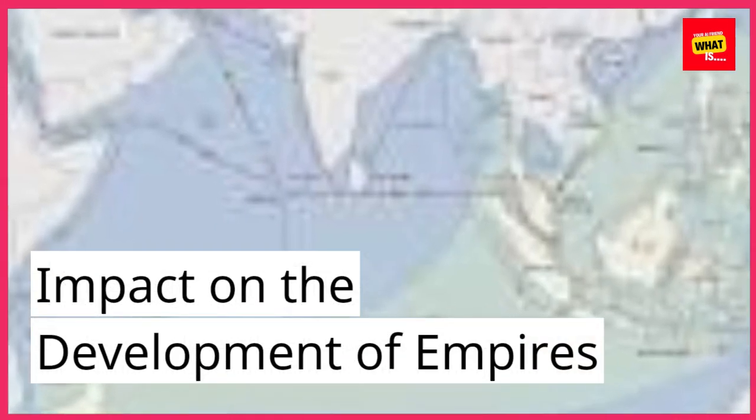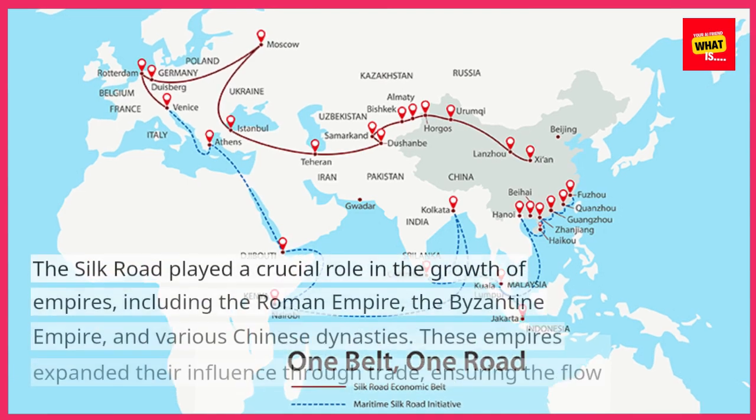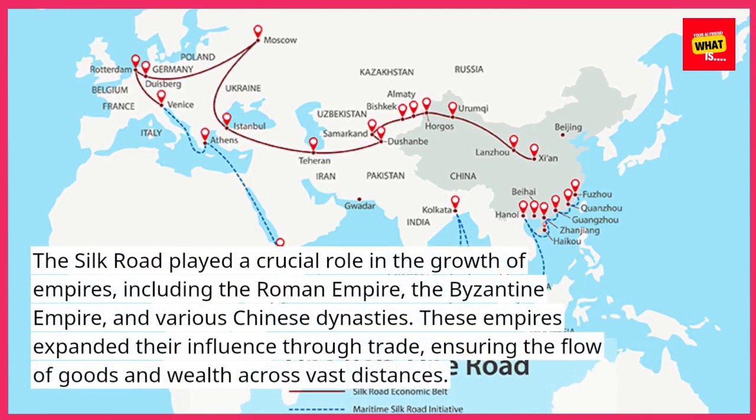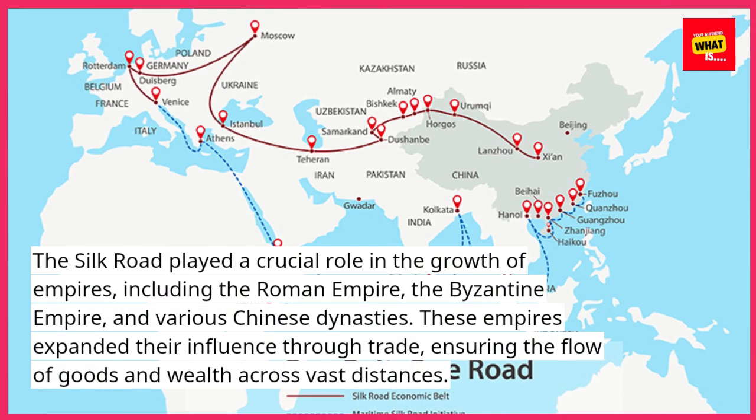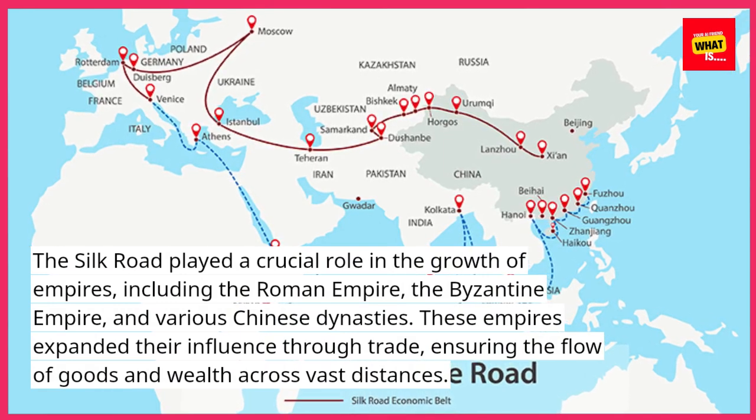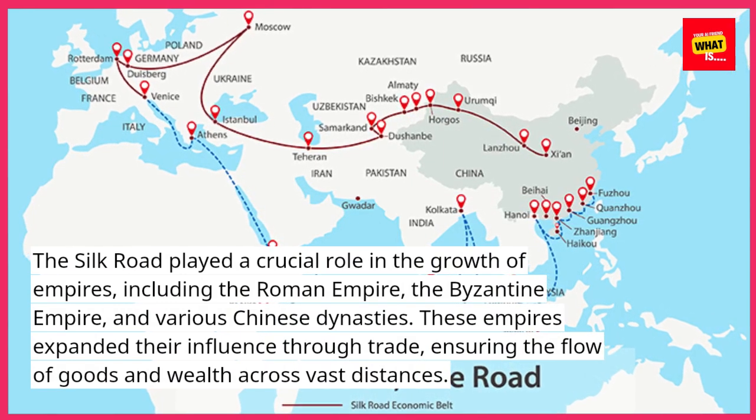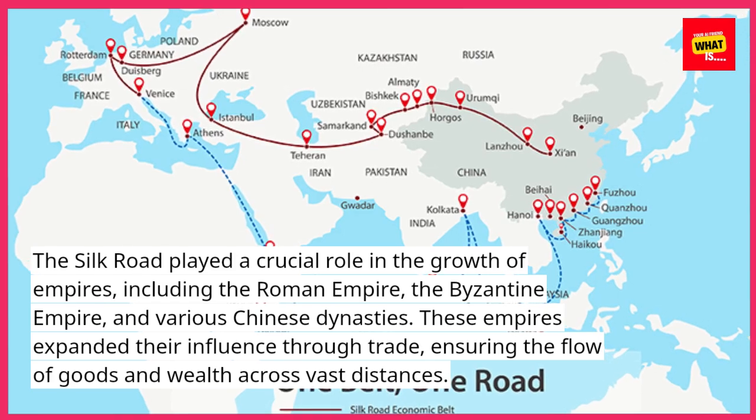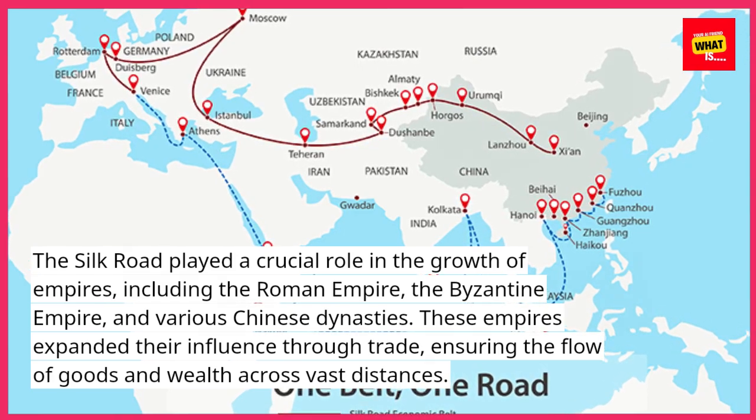Impact on the development of empires. The Silk Road played a crucial role in the growth of empires, including the Roman Empire, the Byzantine Empire, and various Chinese dynasties. These empires expanded their influence through trade, ensuring the flow of goods and wealth across vast distances.